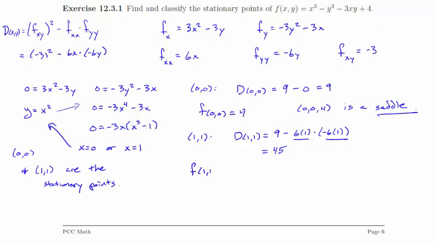So I'll check f of (1, 1). If I plug (1, 1) in, I get 0 here. I get negative 3 plus 4 is 1. So the point (1, 1, 1) is also a saddle.